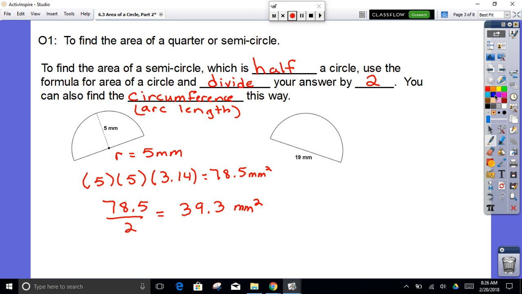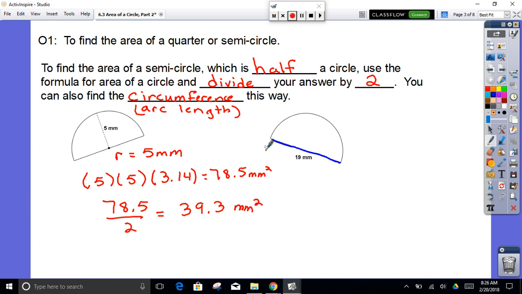Okay, next one. Braden, what part of the circle is 19 millimeters? What part of the circle is this segment that's 19 millimeters? No, it's not the circumference. It's just this piece right here. What part of the circle would that be? Not quite. Ross? Diameter. This would be the diameter of the circle.